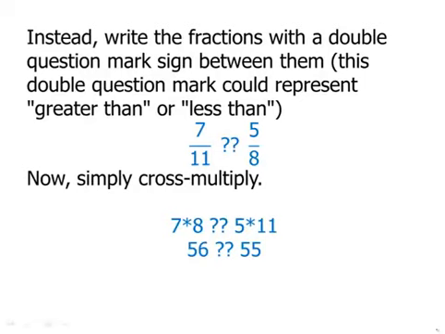7 times 8 is 56. 5 times 11 is 55. Of course, 56 is larger. So, of course, the inequality has to point in the same direction before we cross multiply. Cross multiplying for positive numbers is not going to change the direction of the inequality. And therefore, this means that 7/11 has to be bigger than 5/8. So again, this can be an enormously simplifying shortcut to compare two fractions.